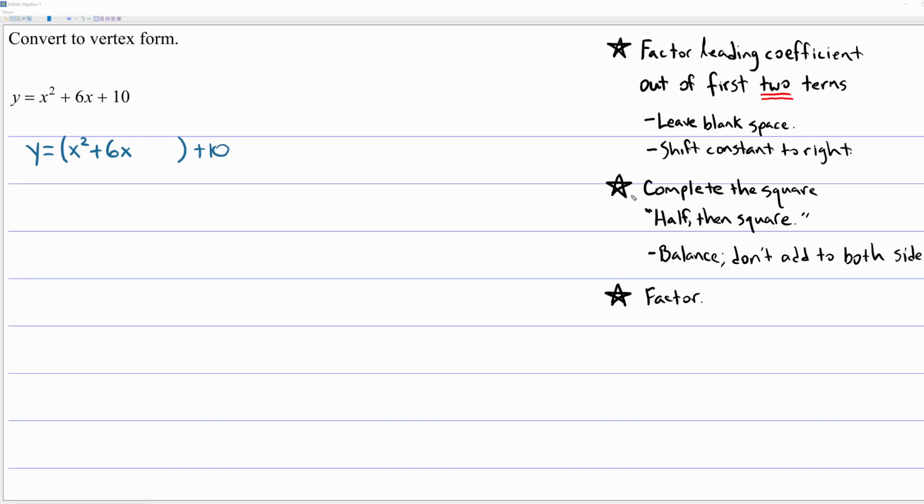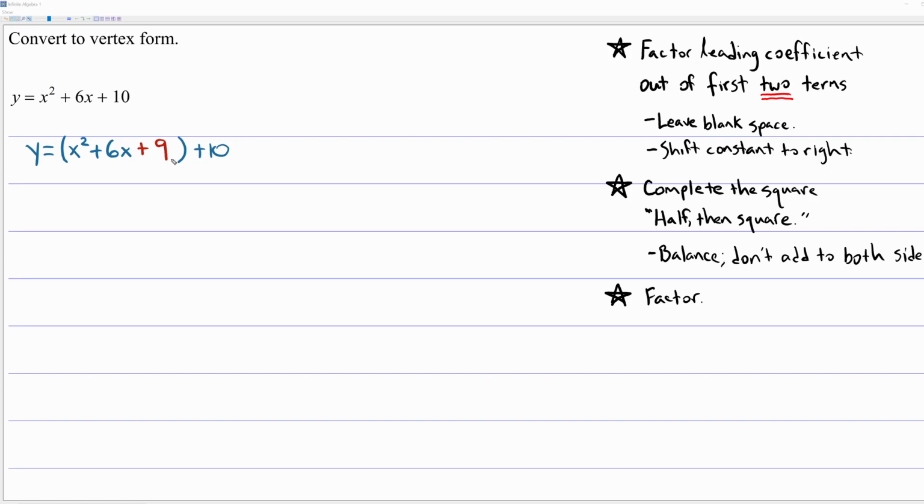So step number 2 says complete the square. Just as a reminder, this is that half and then square technique that we used when solving equations by completing the square. So we look at the linear term, 6x. Half of 6 is 3. 3 squared is 9. So I'm going to add a plus 9 into this blank space.